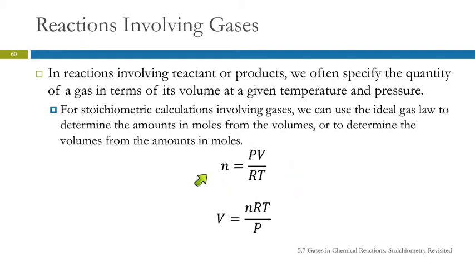And so we've seen this already. Moles is equal to pressure times volume divided by RT. If we need the volume, we can calculate that also using the ideal gas law. So volume would equal nRT over P.